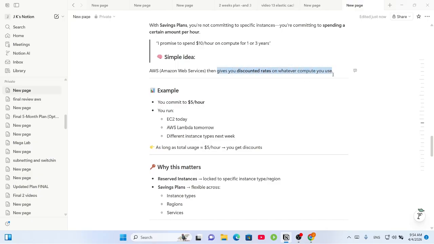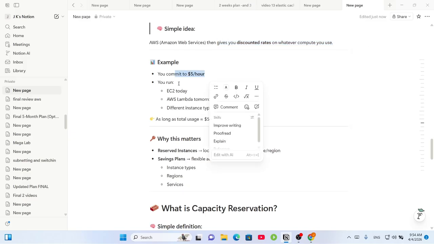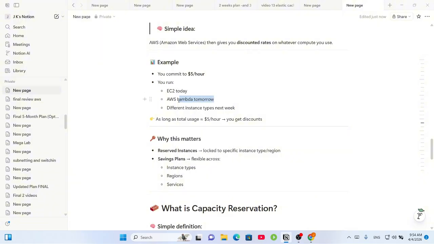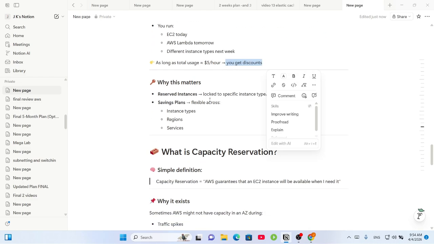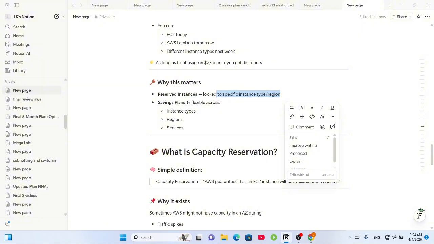AWS then gives you a discounted rate on whatever compute you use. You commit to $5 per hour. You can run EC2 today, or Lambda tomorrow, a different instance type next week. As long as the total usage equals $5 per hour, you get discounts. Because when we talk about reserved instances, you're locked to a specific instance type and region. You cannot change this one. When we talk about savings plans, it's flexible across instance types, regions, and services.